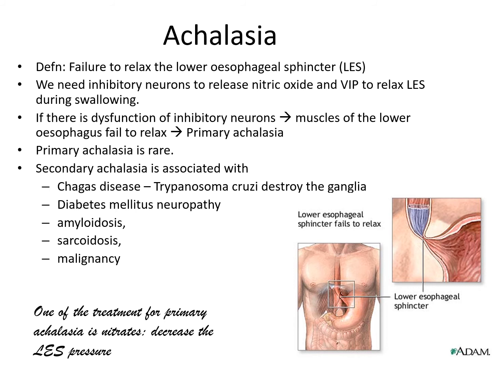Primary achalasia is rare, but secondary achalasia is associated with Chagas disease, where the parasite Trypanosoma cruzi destroys the ganglia. Other infiltrative diseases such as amyloidosis, sarcoidosis, and malignancies can also infiltrate and destroy the inhibitory neurons. Diabetes mellitus is also a cause of secondary achalasia when it causes neuropathy. One of the treatments for primary achalasia is nitrates. Nitrates will decrease the LES pressure.